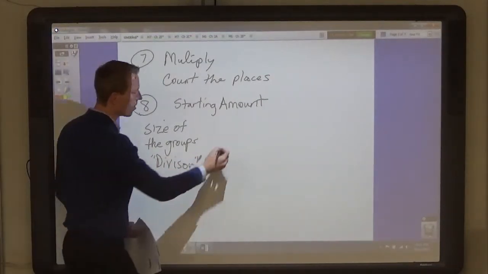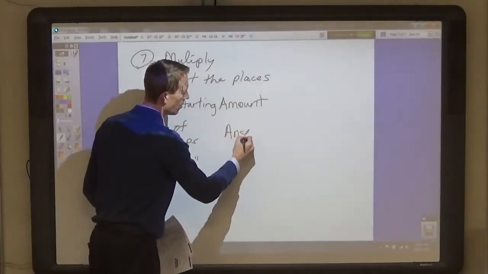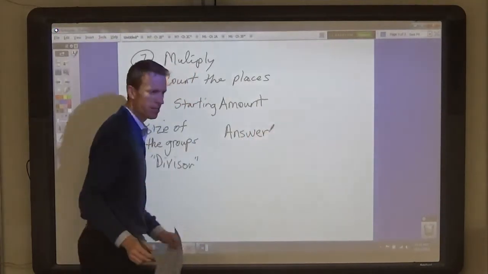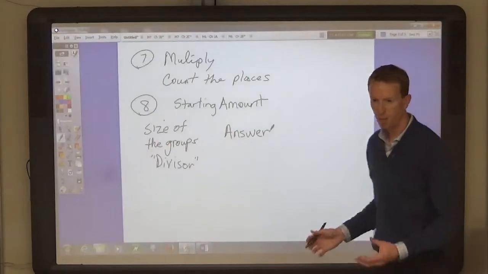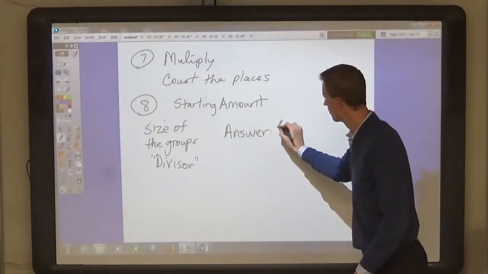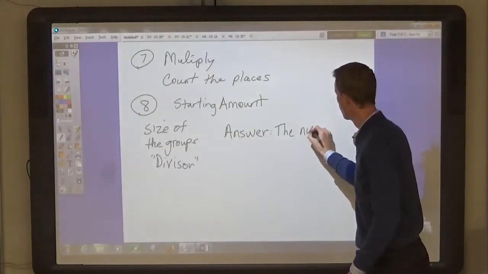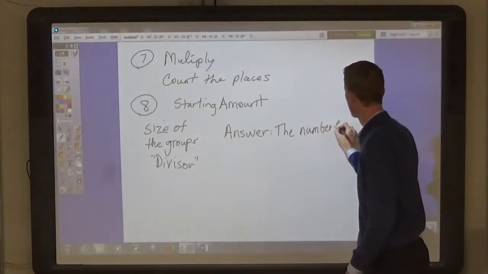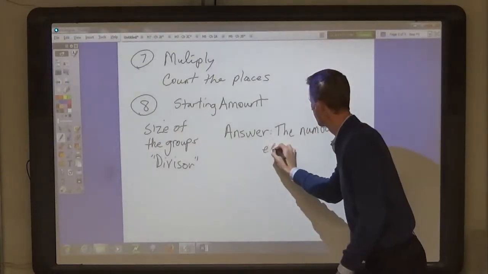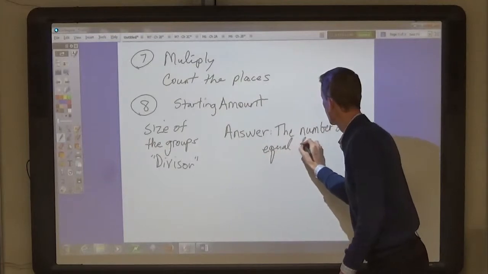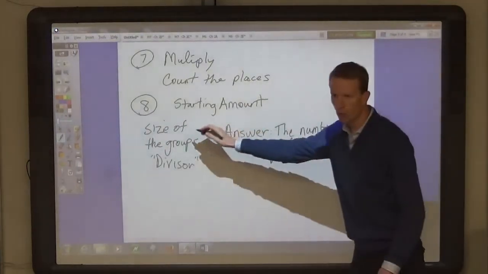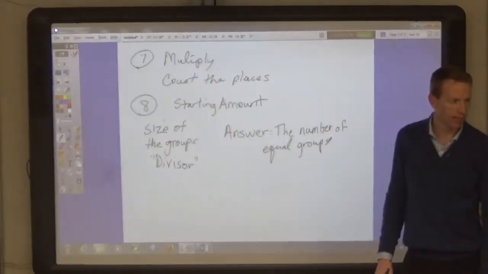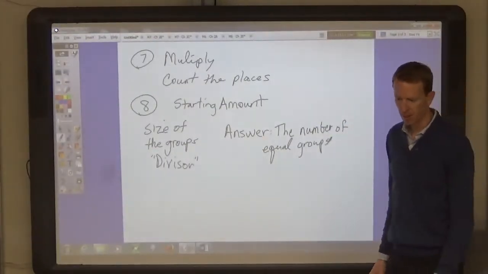And then the answer is the number of equal groups. How many times can you make equal groups of the starting amount? That's what division is all about. Okay?